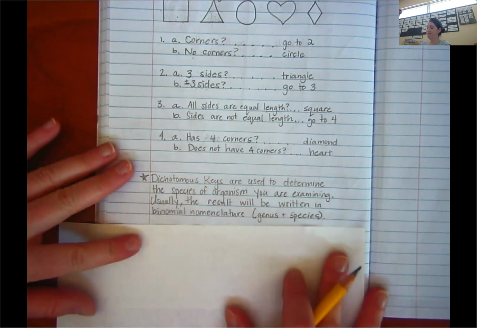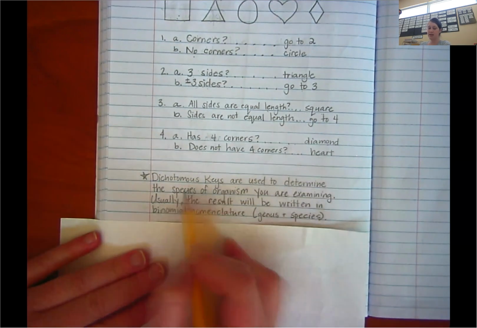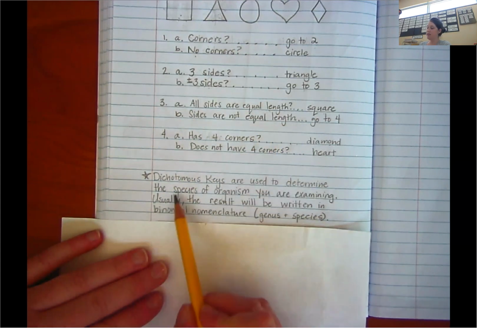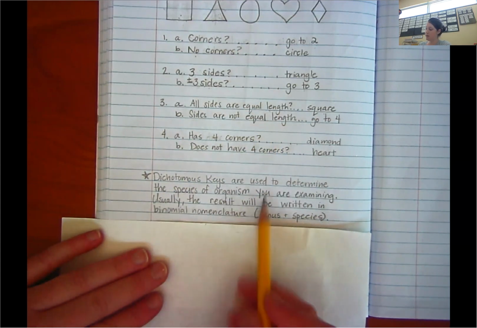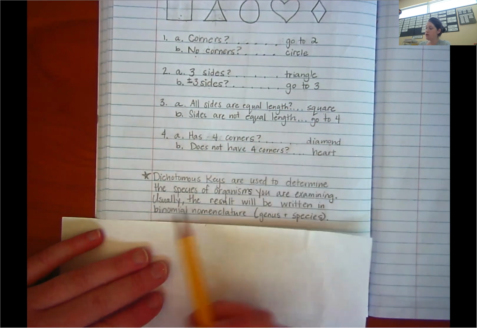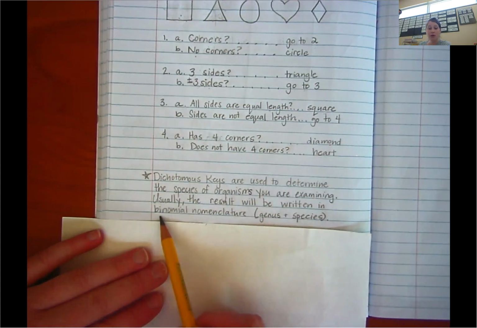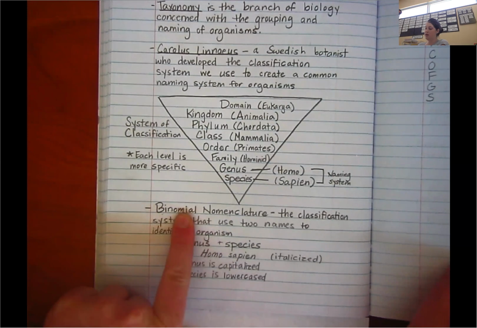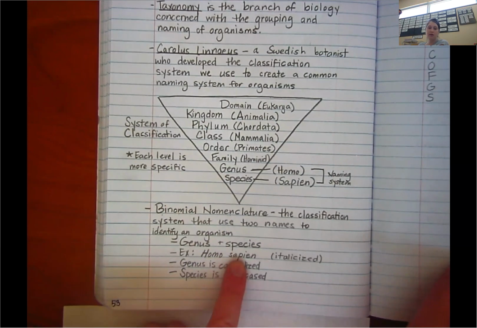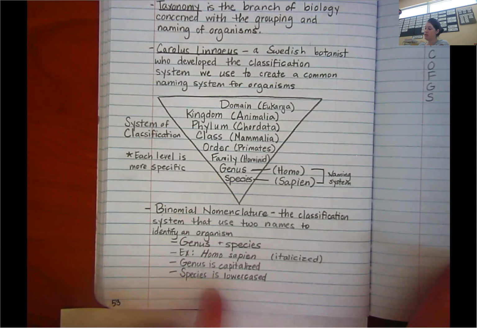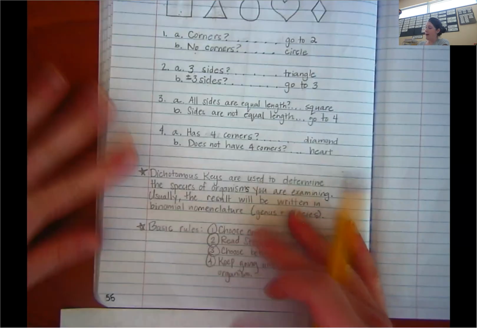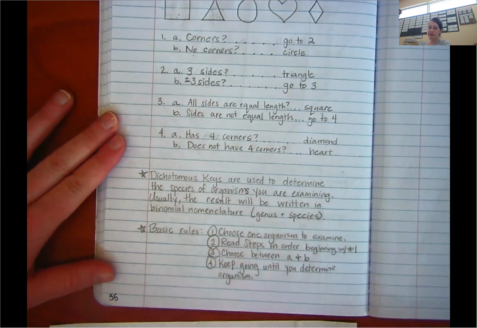So dichotomous keys, which is what this tool is, are used to determine the species of organisms you are examining. Usually the result will be written in binomial nomenclature, a 2-name naming system. So remember, we just talked about that. Binomial nomenclature, that's like Homo sapiens, genus and species. 2 names, italicized, first one capital, second one lowercase. The genus and species.